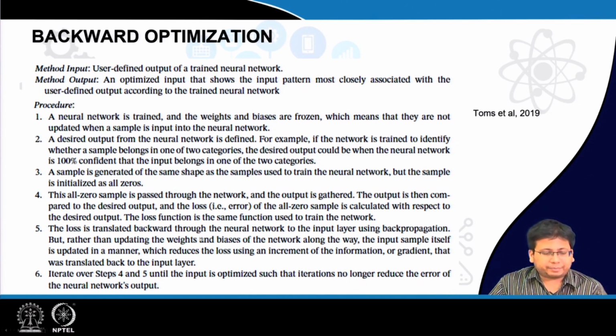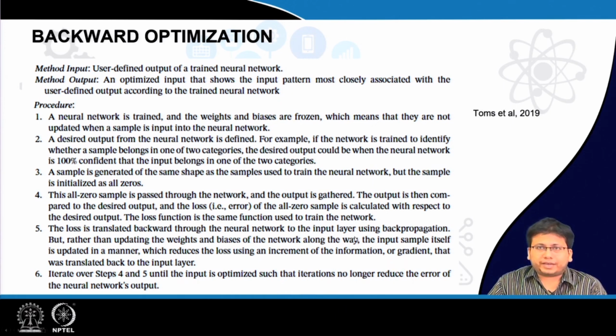The loss is translated backward through the neural network to the input layer using back propagation. But rather than updating the weights and biases of the network along the way, the input sample itself is updated in a manner which reduces the loss, using an increment of the information or gradient that was translated back to the input layer. In normal back propagation, the input remains constant, but it is the weights, the w's, that are updated through gradient descent. In this case it is the reverse. We assume that all the w's, the weights, remain unchanged, fixed at the values obtained by the process of training, and it is the input values x that are going to be updated when we do the back propagation.